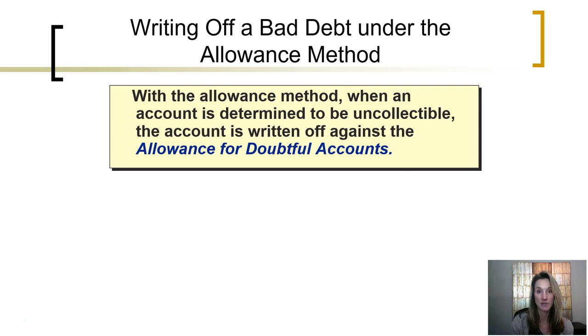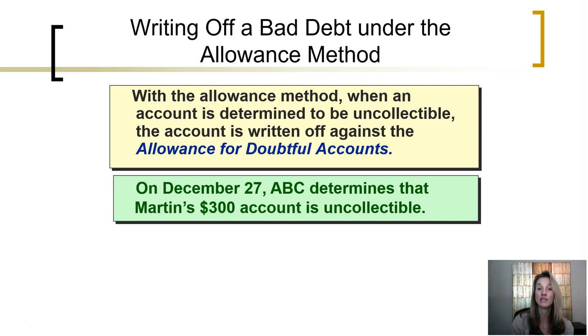for doubtful accounts. We do not write off an account against bad debt expense because the bad debt expense is recorded each year at the end of each accounting period using the bad debt expense allowance method estimate. So on December 27th, ABC determines that a particular customer, Martin's $300 account, is uncollectible.